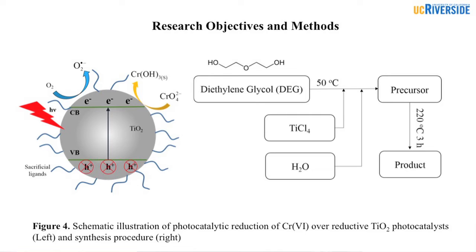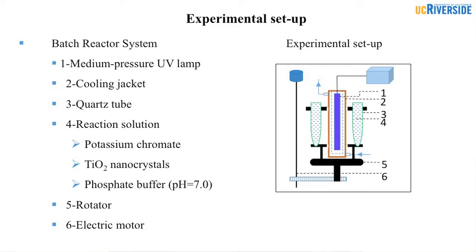Then after we get the catalyst, we want to test the performance. In my project, I used a batch reactor system. The UV light source is a medium pressure UV lamp in the middle, and the batch reactors are quartz tubes. During the experiment, the reactors rotate around the UV lamp. After a certain time interval, we take samples and monitor the chromium-6 concentration. So this is the result.